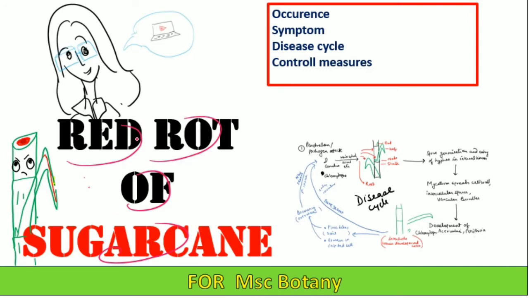Red rot of sugarcane is a type of disease seen in sugarcane plants when a specific type of fungus attacks them. We will discuss the fungus in a while, but what the fungus does is attack the sugarcane plant, and because of the attack, the plant starts to undergo certain changes. One of the major changes is the development of reddish areas around the vascular bundles, and these areas are produced in huge amounts.